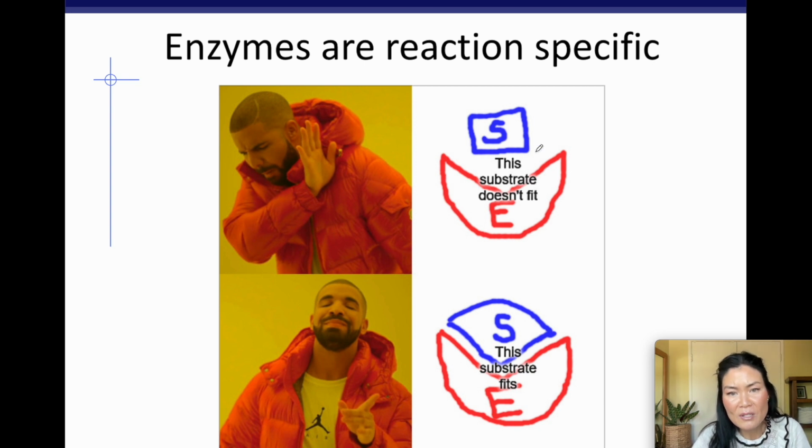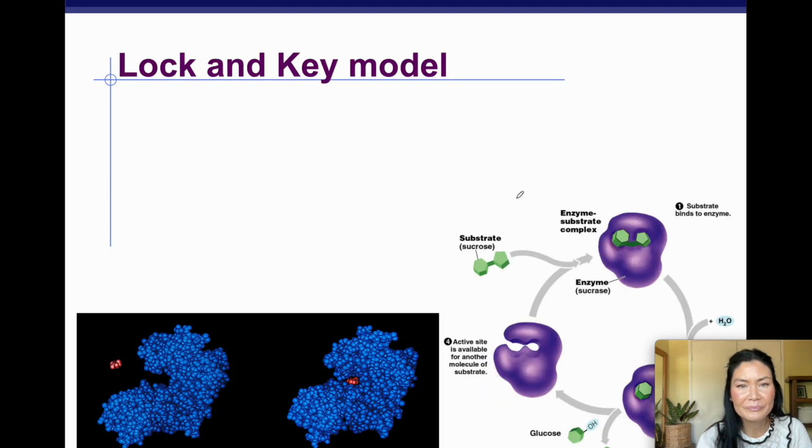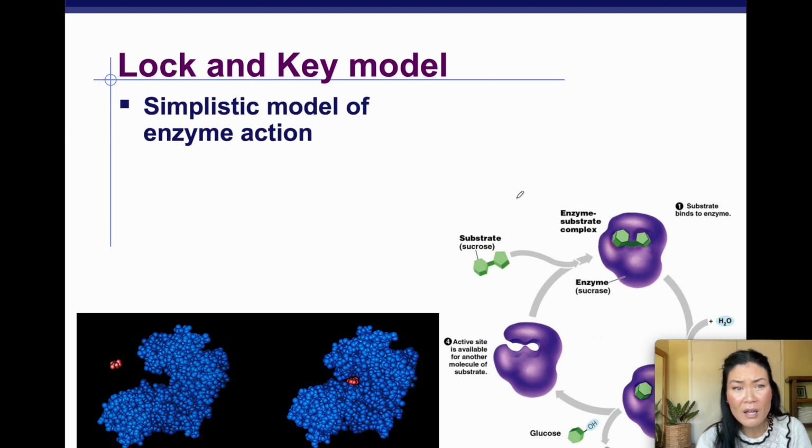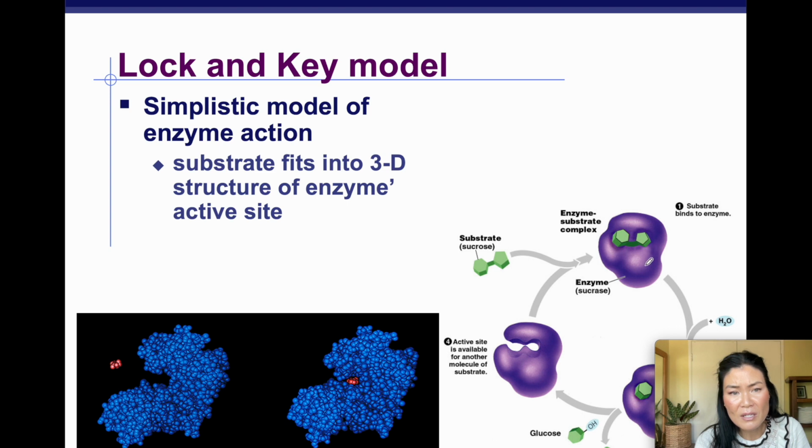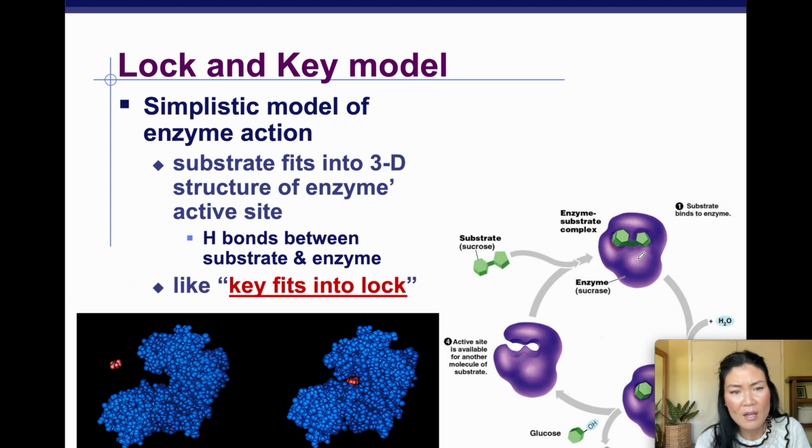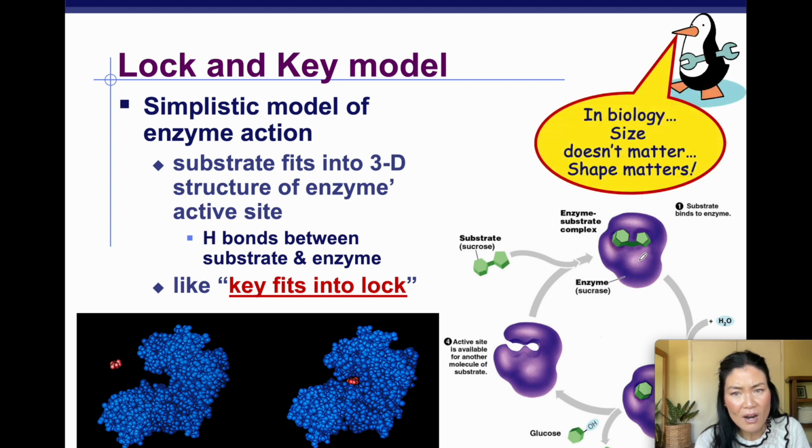So this substrate doesn't fit. Enzymes are specific. It has to fit like a lock and key. They have to fit together, okay? So the lock and key model is a very simplistic model of enzyme action. The substrate is like a key that fits into the enzyme. It fits into the 3D structure of the enzyme's active site. And what holds it in there are hydrogen bonds between the substrate and enzyme, like a key fits into a lock. But that's not entirely true, okay?